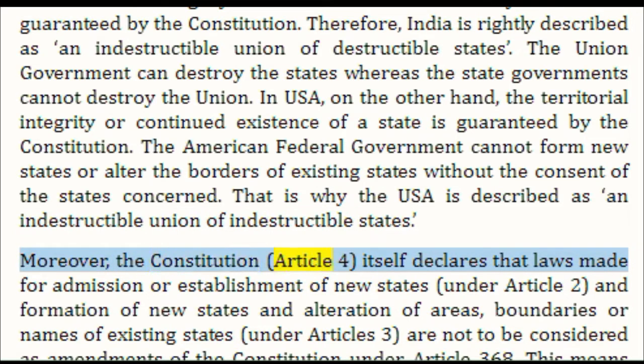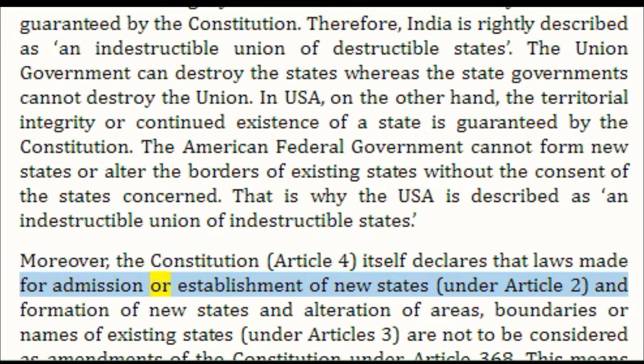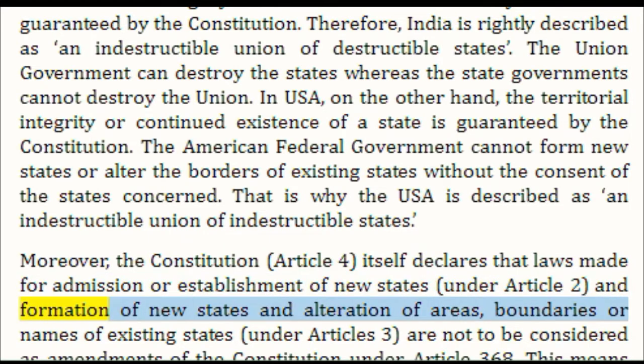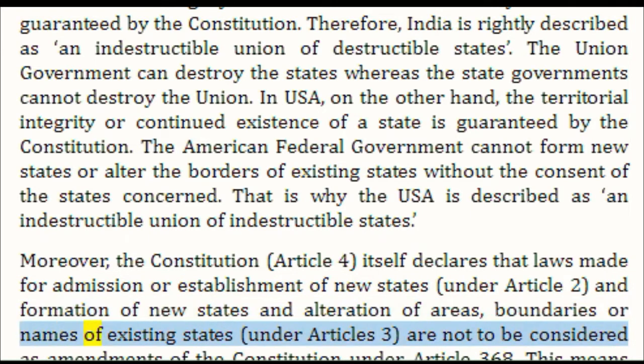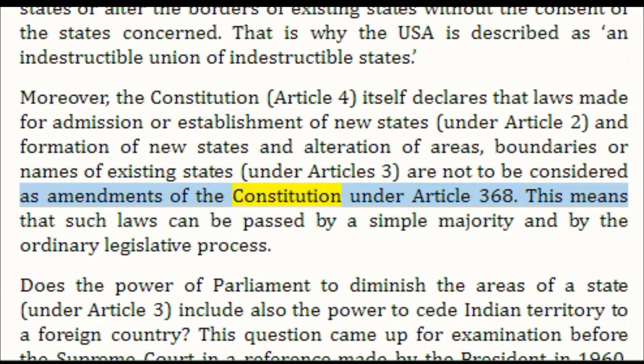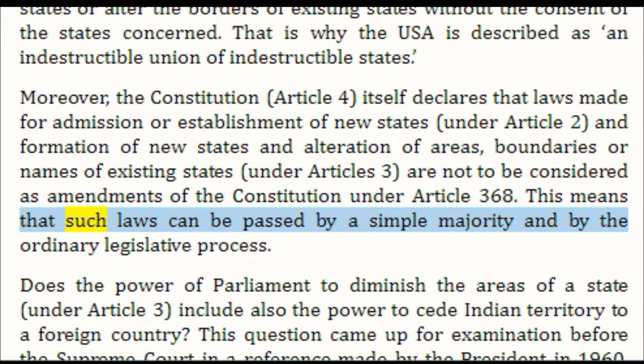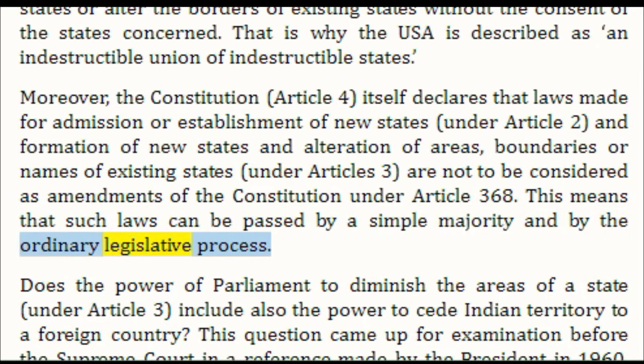Moreover, the Constitution, Article 4, itself declares that laws made for admission or establishment of new states, under Article 2, and formation of new states and alteration of areas, boundaries or names of existing states, under Article 3, are not to be considered as amendments of the Constitution under Article 368. This means that such laws can be passed by a simple majority and by the ordinary legislative process.